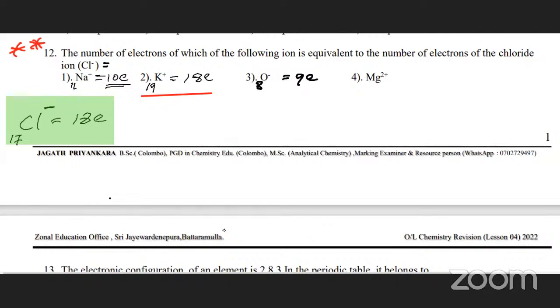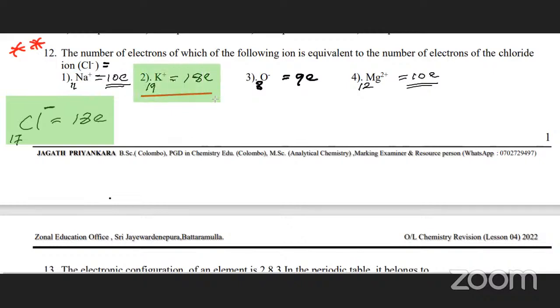Let's see the number of electrons in Mg2 plus. Magnesium atomic number is 12. If you don't know the atomic number, that is the end of your chemistry. If you don't know the configuration, that is the end of your chemistry. The first 20 elements, at least you should know the atomic number and the electronic configuration. Magnesium 12, when it becomes 2 plus, the number of electrons becomes 10. So sodium, a potassium ion and chloride ion have the same number of electrons. Therefore, the answer is second.